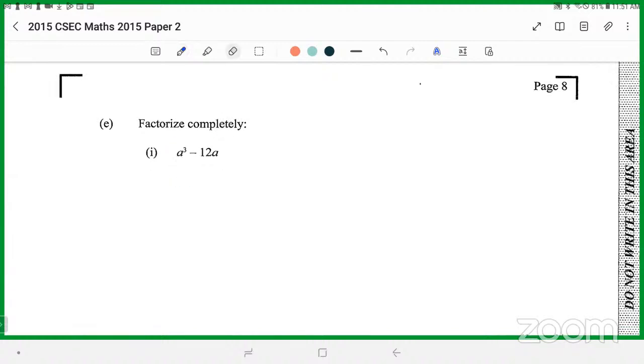All right. First thing I see is the common factor of A. So when I factorize the A first, I'm going to get A squared minus 12. But this one is kind of tricky, you know, because a lot of persons would stop there.